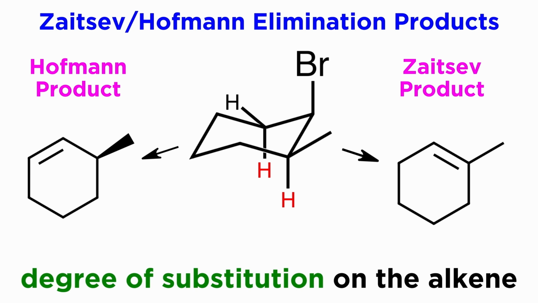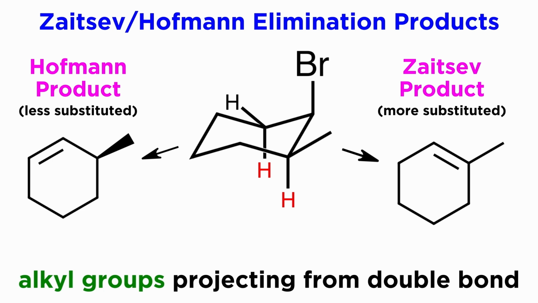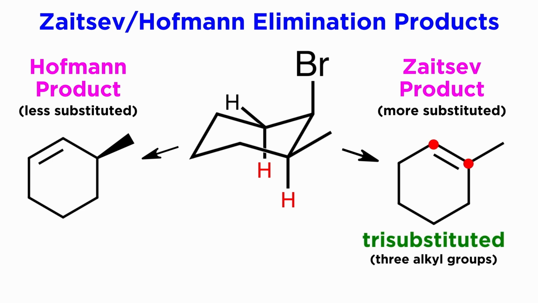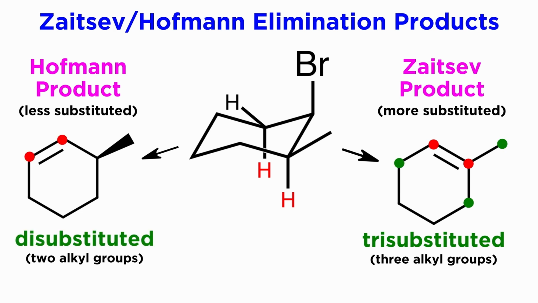These are relative terms that are referring to the degree of substitution on the alkene product, and it is the case that the Zaitsev product is the more substituted alkene of the two, and the Hofmann is the less substituted alkene of the two. When we talk about the degree of substitution on the alkene, we are talking about the number of alkyl groups that are projecting from the two carbons participating in the double bond. The Zaitsev product is tri-substituted because of these three alkyl groups. The Hofmann product is di-substituted because of these two alkyl groups. So that is all there is to it in terms of assigning this relative terminology.